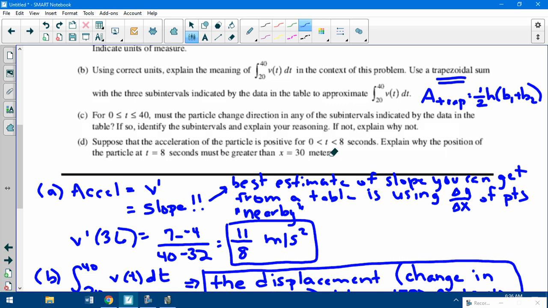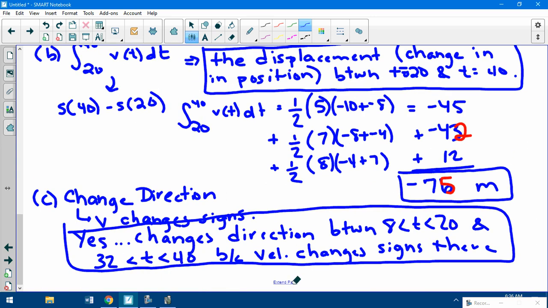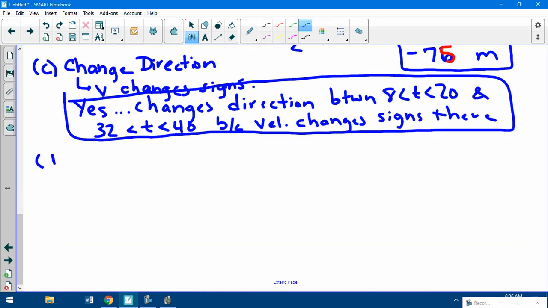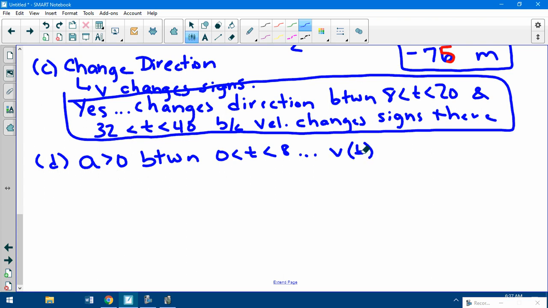This one's kind of tricky. Again, break it down. What does it mean? Why would they tell you this first part? Acceleration is positive between 0 and 8. So maybe just think about what that means. So acceleration positive between 0 is less than t is less than 8. Acceleration is the slope of velocity. Okay, so if the slope of velocity is positive, that means velocity is increasing.